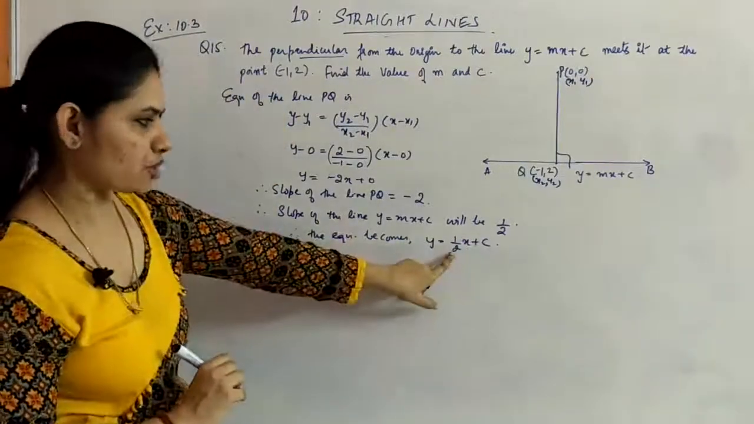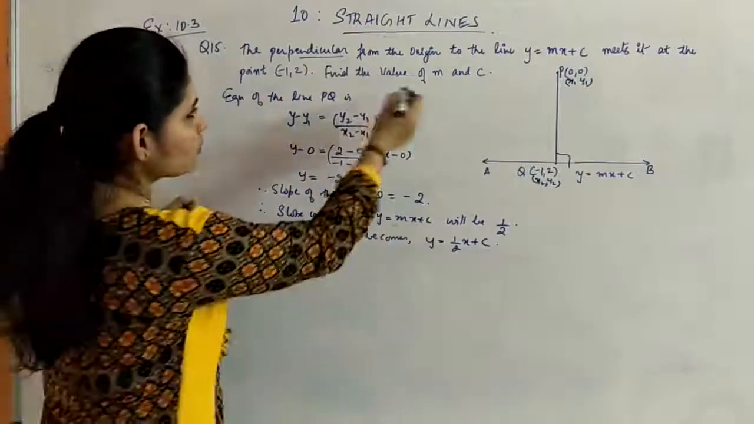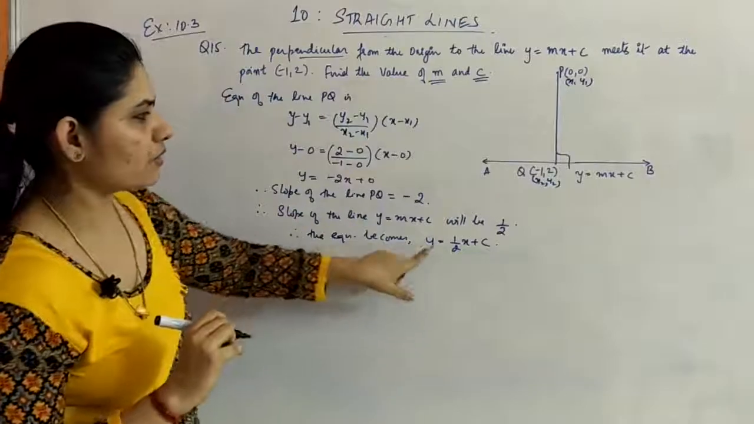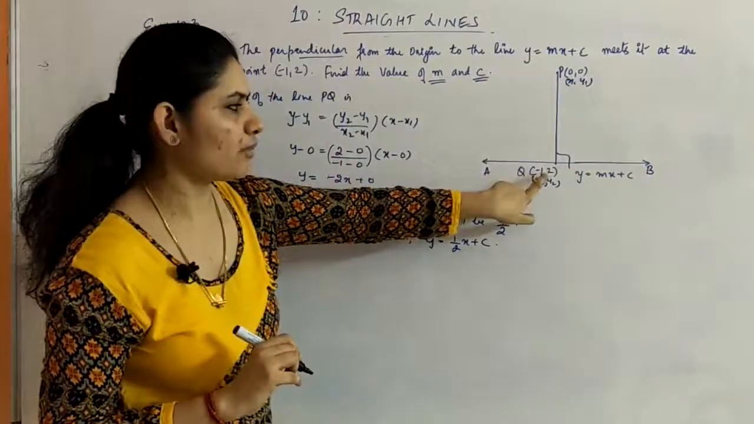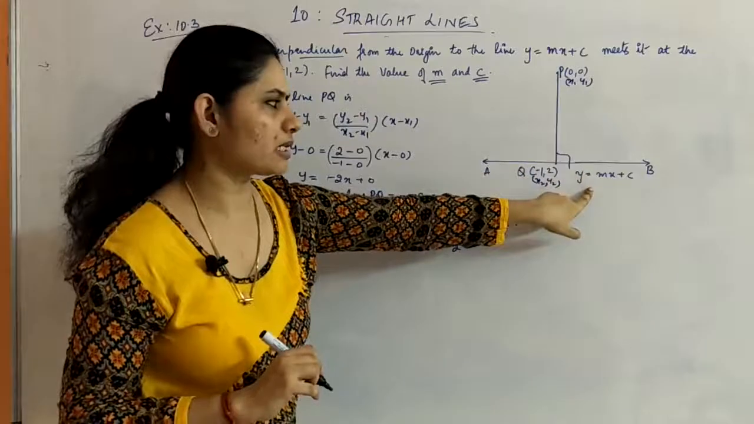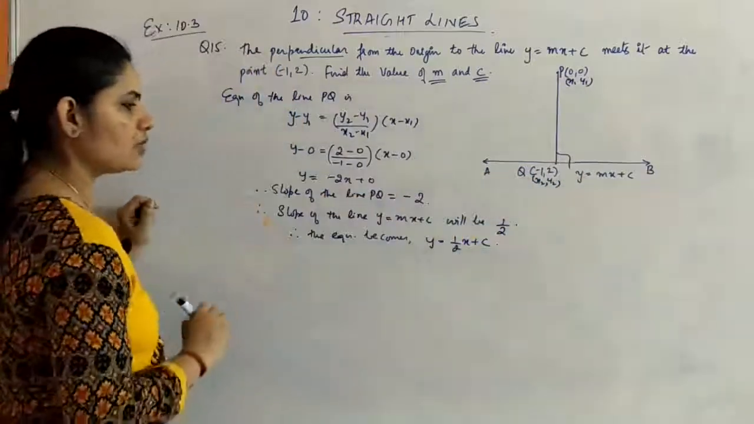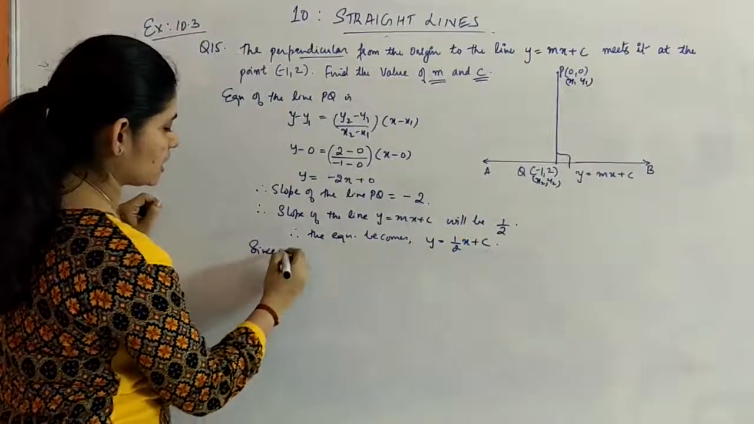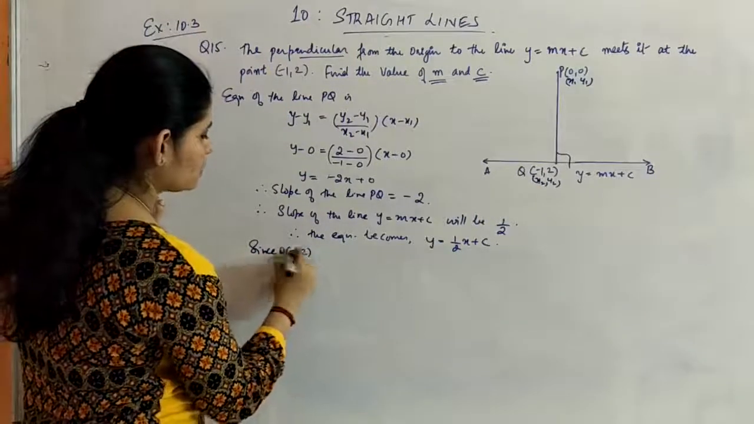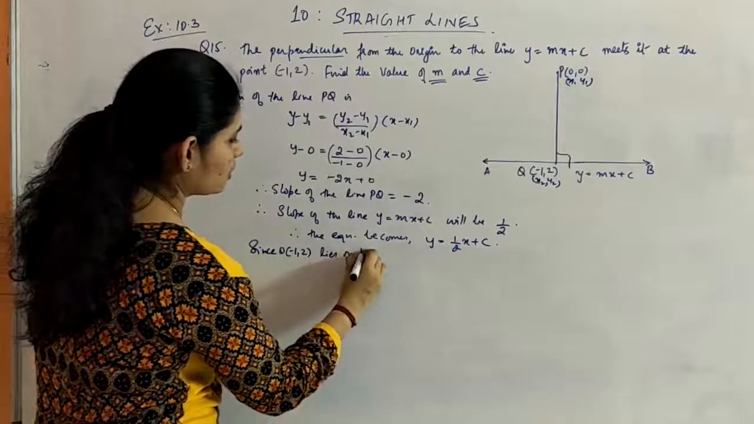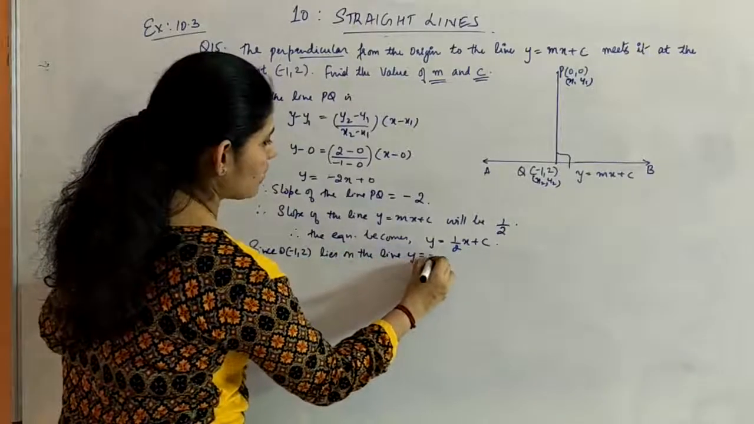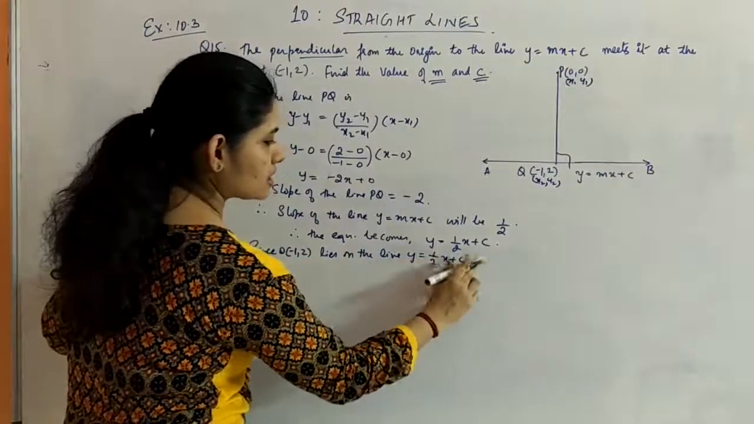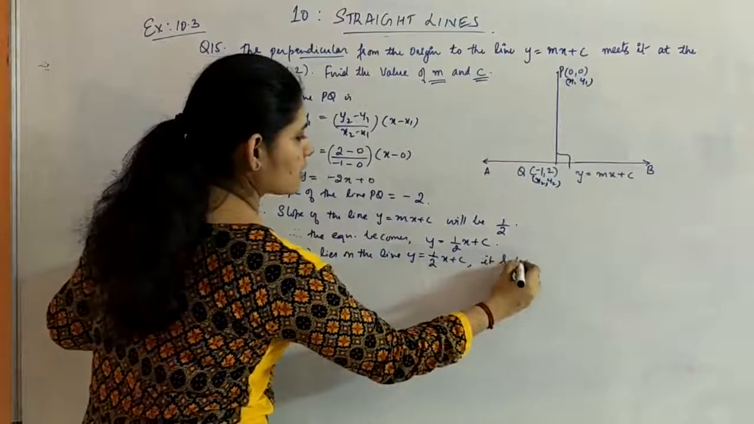So you got the slope, m is your slope, and now you need to find out what is the y-intercept. For that, since this point minus 1 comma 2 is on the line y equal to mx plus c, it will satisfy the equation. That will help you find the value of c. Since minus 1 comma 2, that is Q, lies on the line y equal to mx plus c, or y equal to 1 by 2 x plus c, it satisfies the equation.